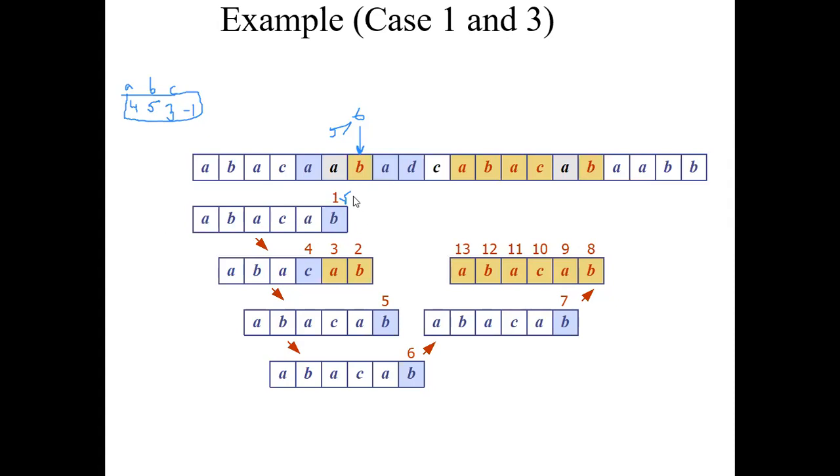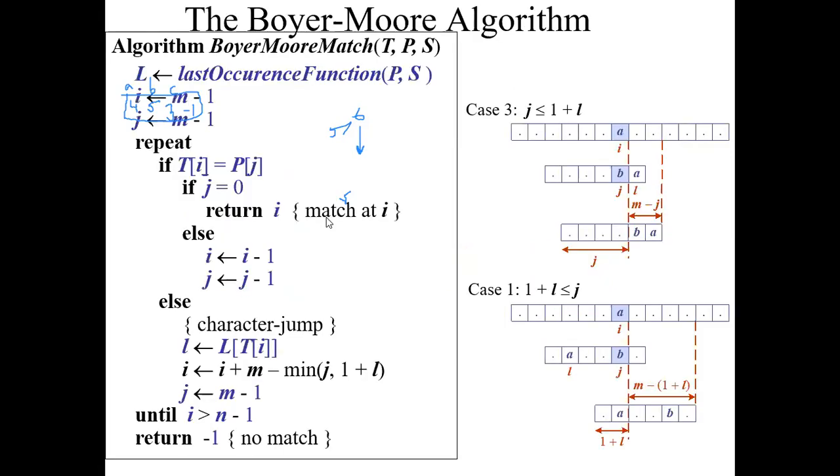Let us redo this. Initially my I is 5, J is 5 when we are here and there is a mismatch. When there is a mismatch, I come here, I compute the value of L as 4 and then I refine the new value of I as 6. I is 5 plus 6 minus min of 5 and 5. That will give me a value as 6.